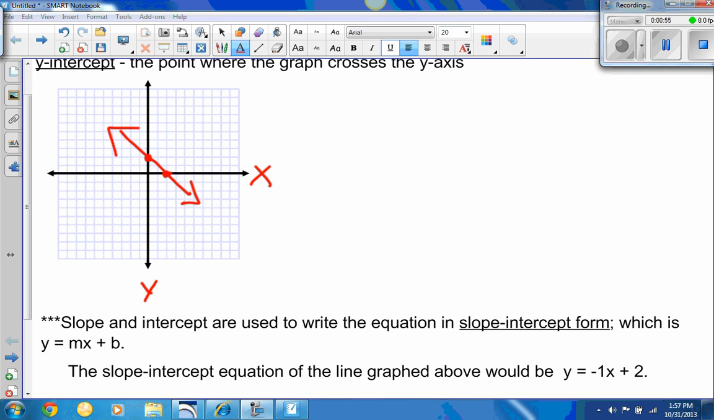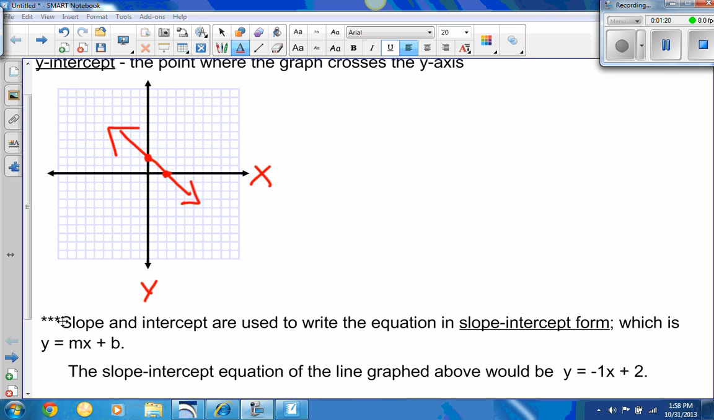So just like I talked about a little bit yesterday, you can use the slope and the intercept to write an equation for a line, and it would be called slope-intercept form. And it's written in the form y equals mx plus b. And you're probably looking at that going, what? I don't get it, mx plus b. But here's the deal. We've already written them like this. We just haven't called it this, okay?